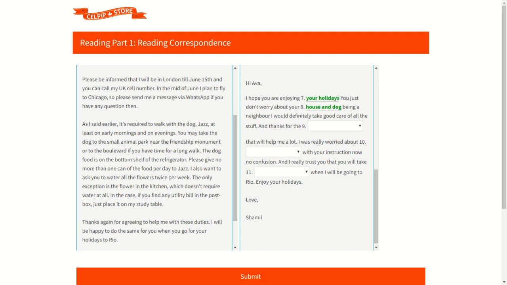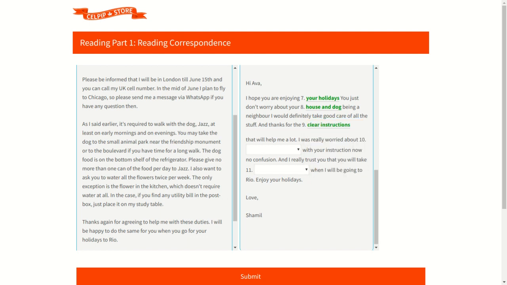Our 9th question is, being a neighbor I would definitely take good care of all the stuff, and thanks for that. We have 4 options. Number 1, clear instructions. Number 2, amazing dog. Number 3, beautiful flowers. And number 4, utility bills. I think our first option is correct, as Ava's clear instructions will help Shamil do all the tasks easily. So accordingly, our first option is correct, that is, clear instructions.